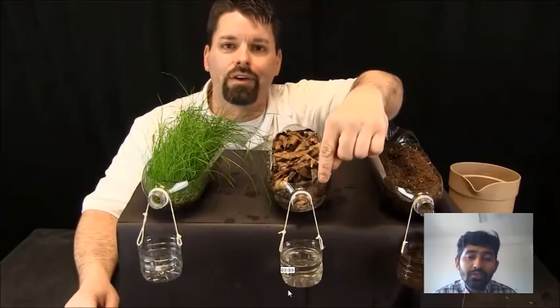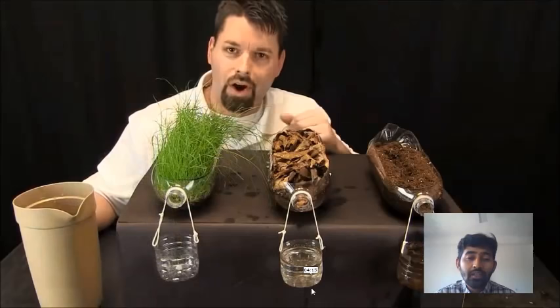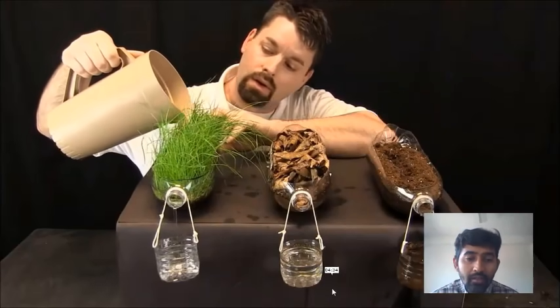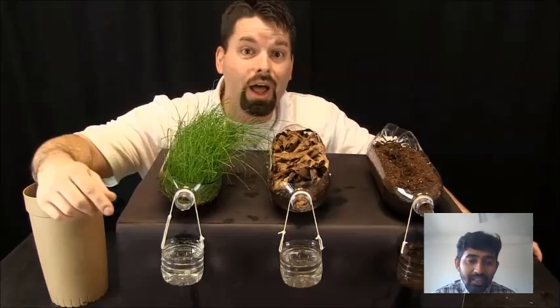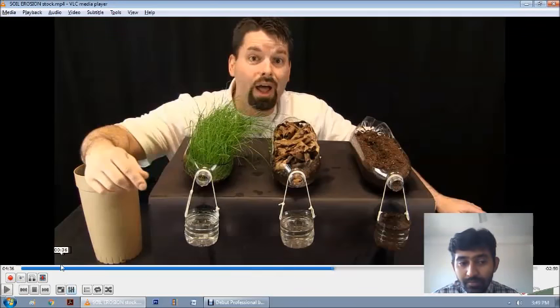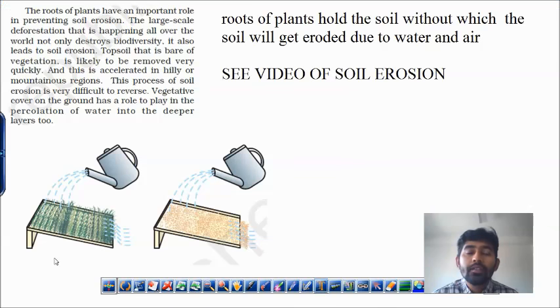And the third option is when he starts pouring water in the grass wala soil, you can see the water is crystal clear. No soil at all has come out. In fact, you can drink this water. It's called natural filtration. Therefore, plants are necessary. Otherwise, the soil will get eroded. Thank you so much.